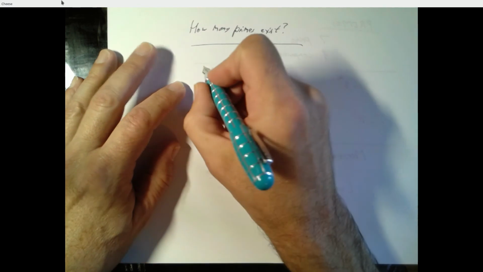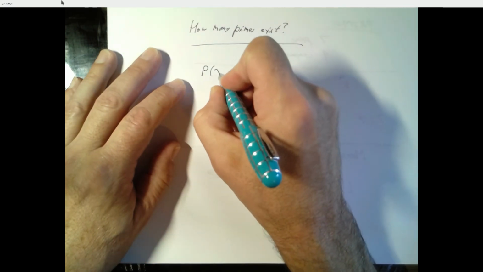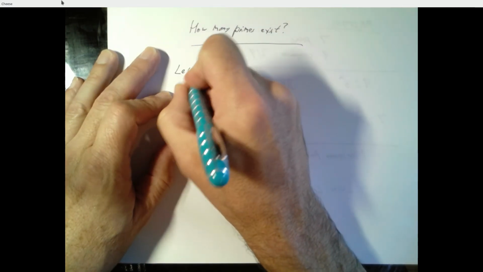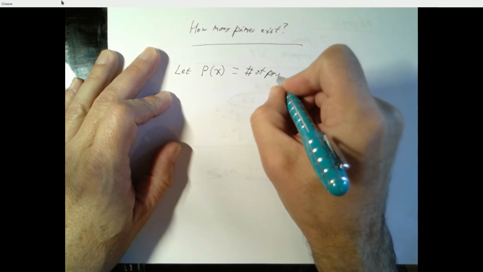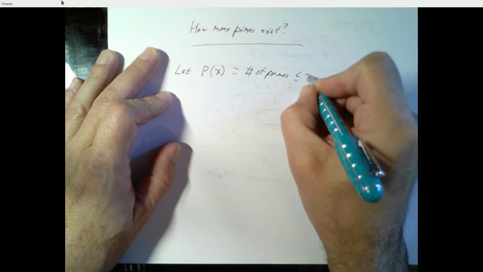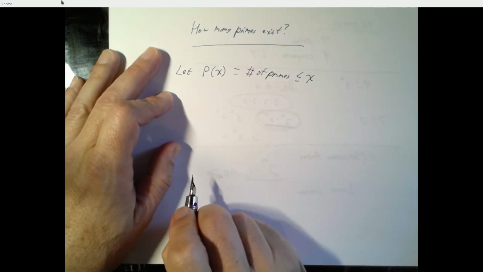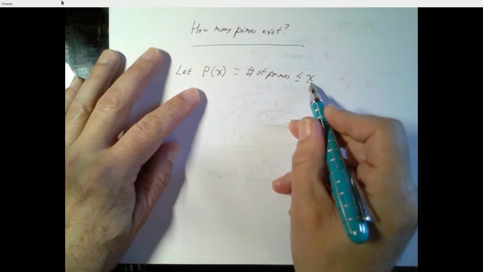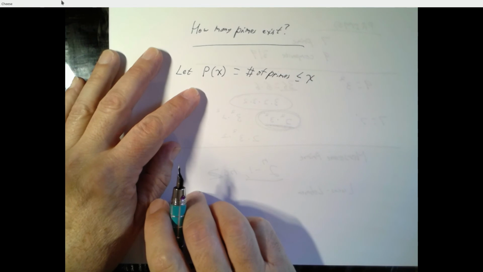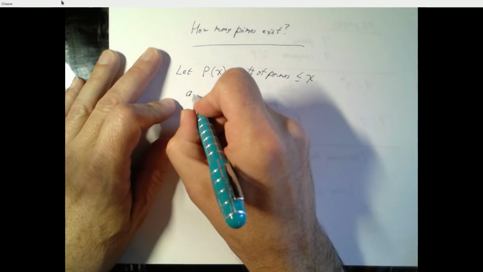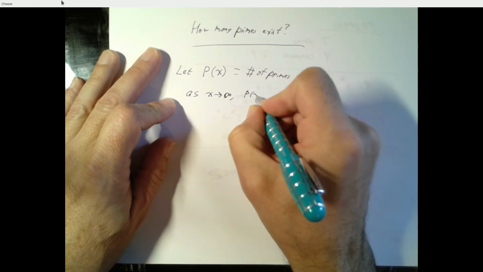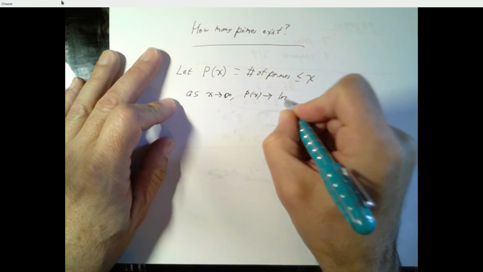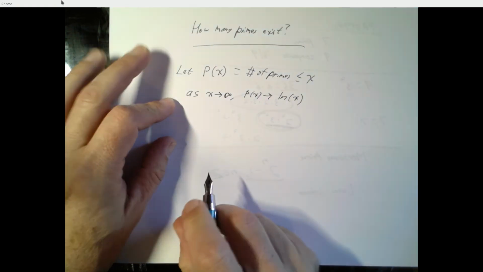All right, interesting fact, distribution of prime numbers, or density of prime numbers. So let P of x equal the number of primes less than or equal to x. So how many primes are there up to any given number x? And here's an interesting fact. As x goes to infinity, P of x gets closer and closer to the natural log of x.